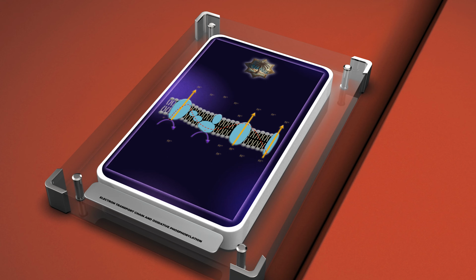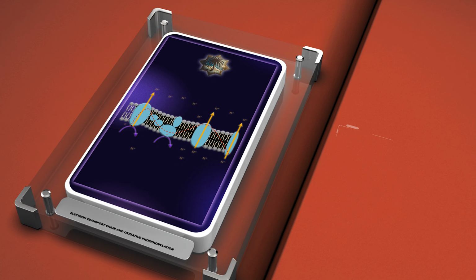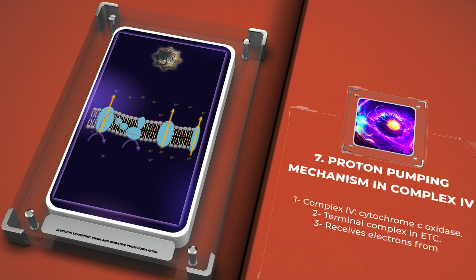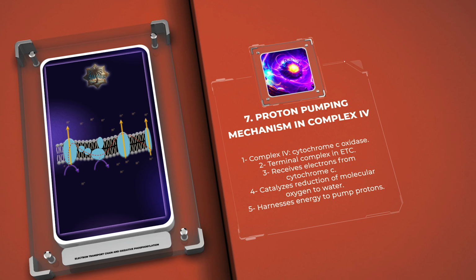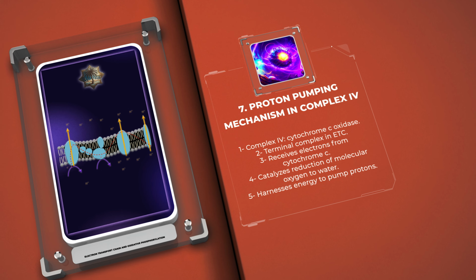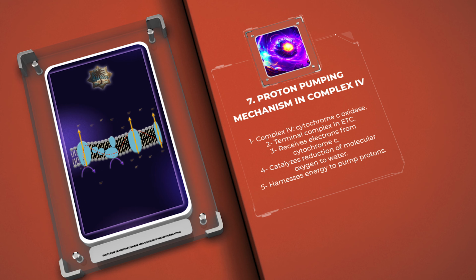Complex IV, or cytochrome c oxidase, functions as the terminal complex in the ETC. It receives electrons from cytochrome c and catalyzes the reduction of molecular oxygen to water. During this process, complex IV harnesses the released energy to pump additional protons across the membrane, further amplifying the proton motive force.